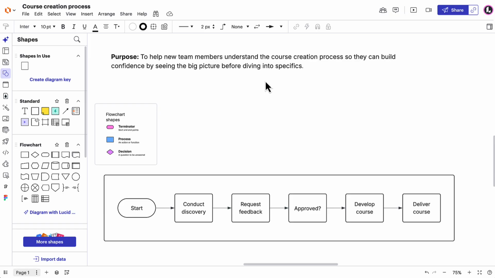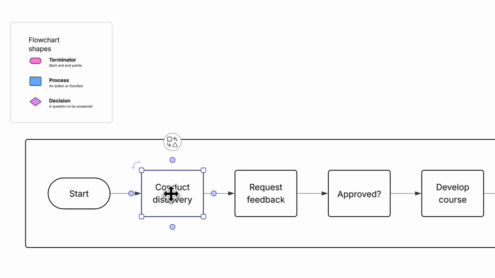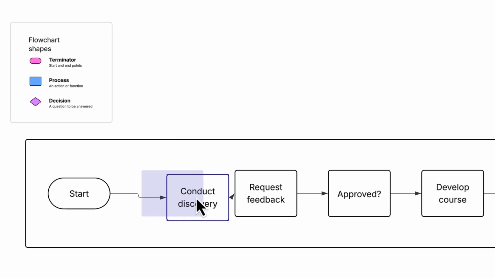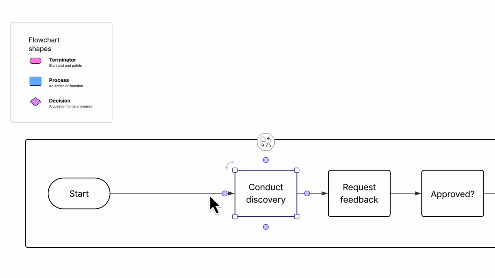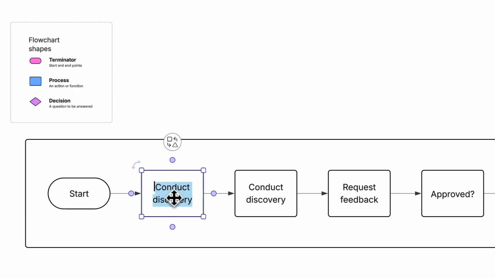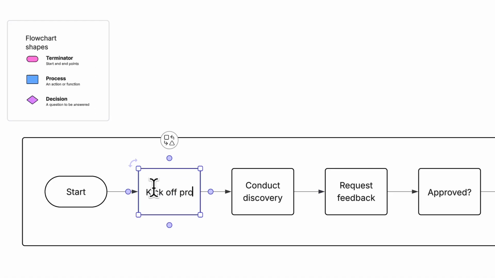And don't worry if you miss a step. Let's say you realize something belongs in the middle of your flow. Simply select the shape in the area where you need to add a step, click and drag until you see the purple drop zone, and let go. Then copy, paste, and name the shape. Lucid will automatically adjust the lines for you.